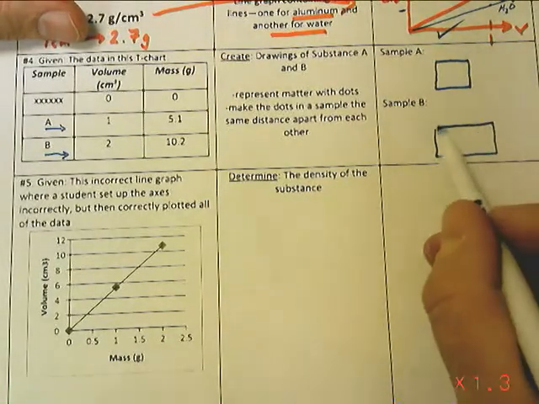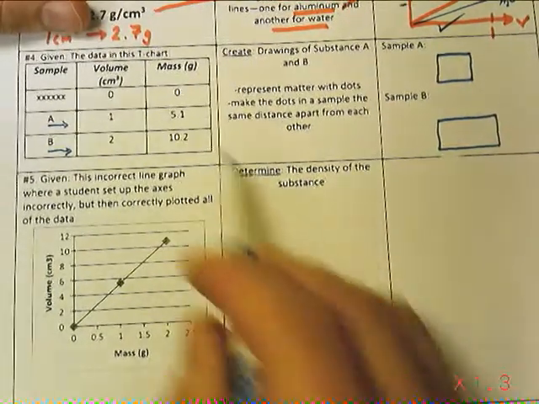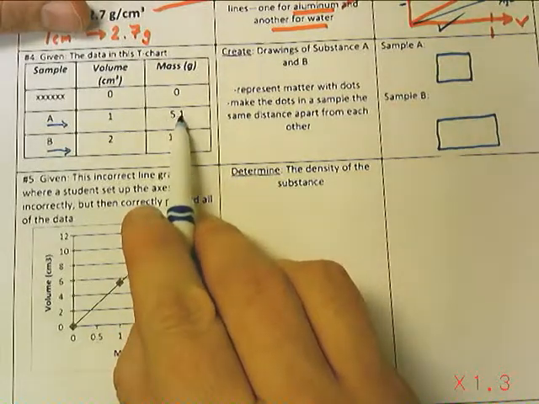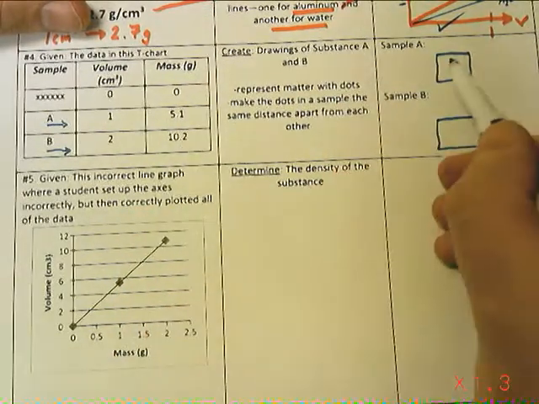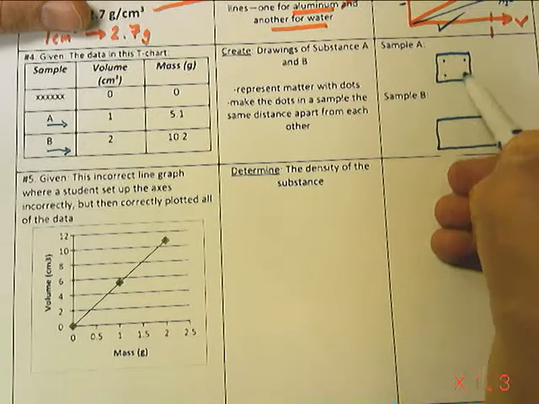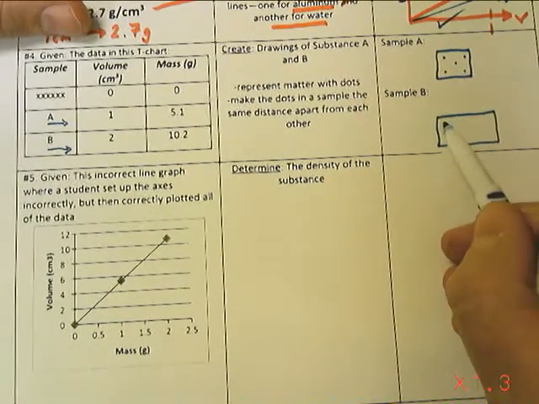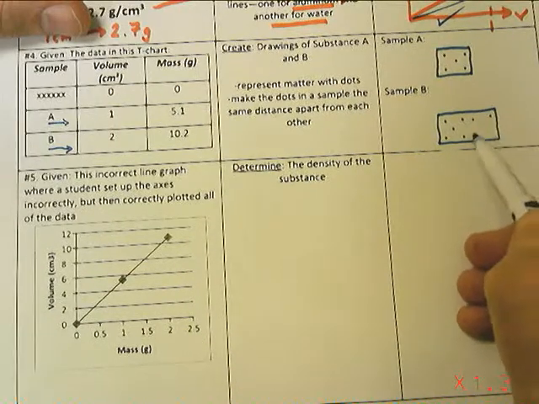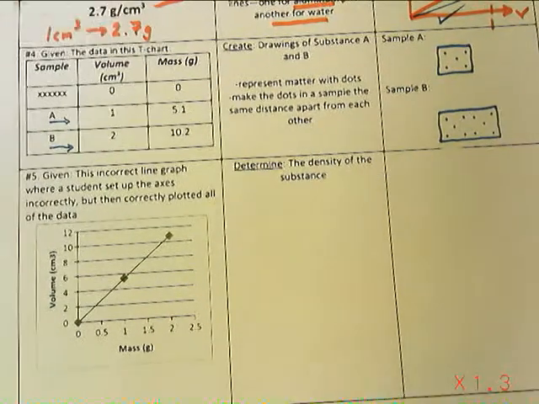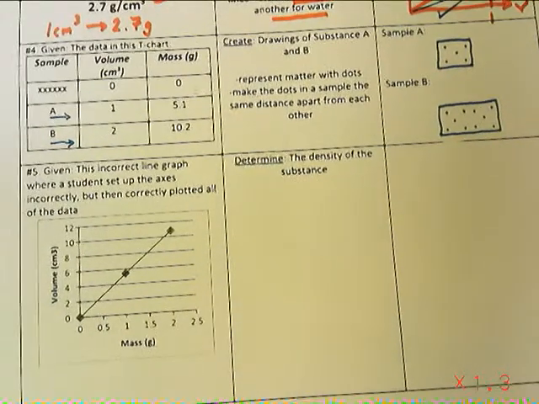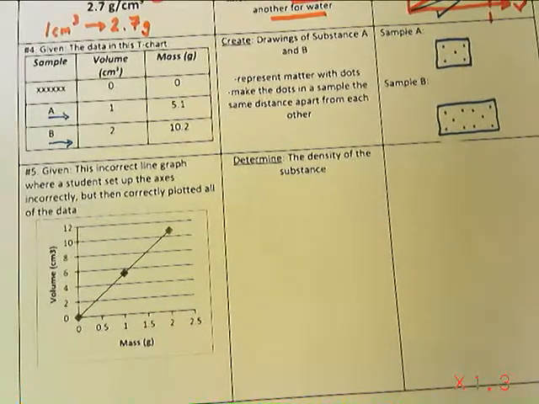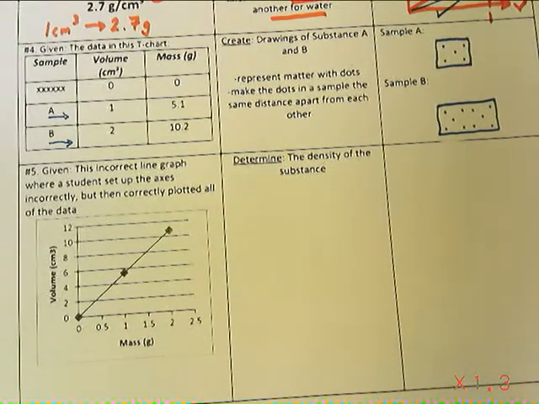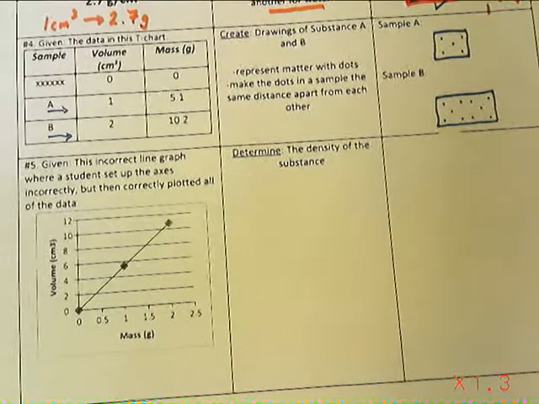We might think of it this way. And we have 5.1 grams and 10.2 grams. And notice the dots are approximately the same distance apart because they are the same material.